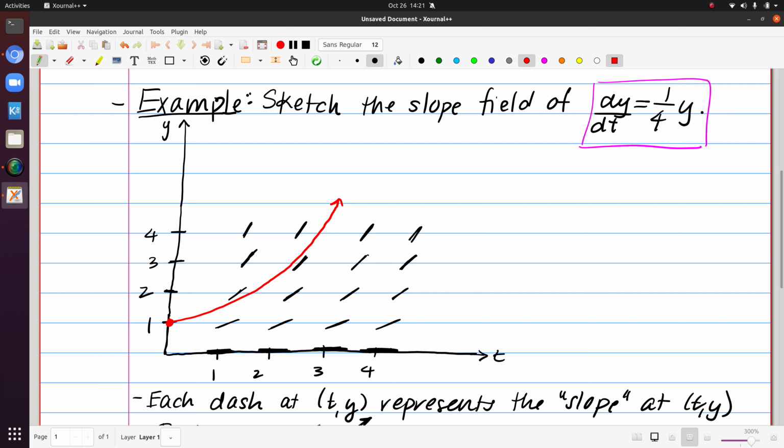And what we can get from that is, even though I don't have a specific function, one thing I could see here is that that function would always be increasing. I could see that as I send t to infinity, I would expect that function to approach infinity. So we get some kind of qualitative aspects from that. And that's the nice thing about slope fields in general.